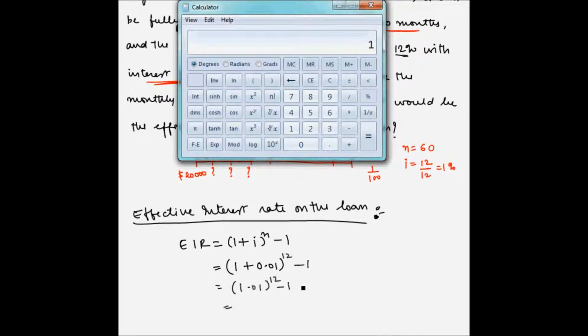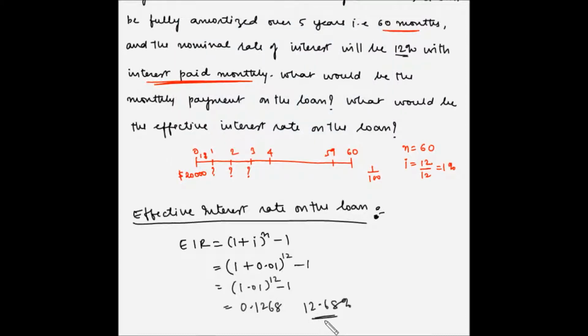So 1.01 to the power 12 minus 1. So this is equal to 0.1268, or basically 12.68%. So this is the effective interest rate per annum.